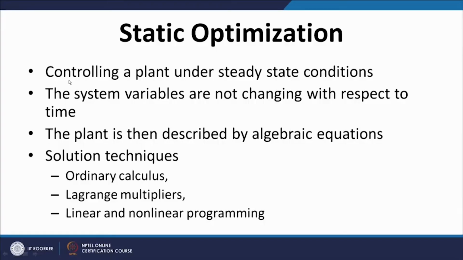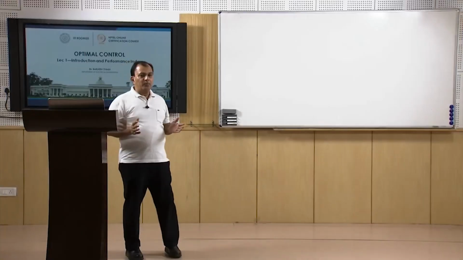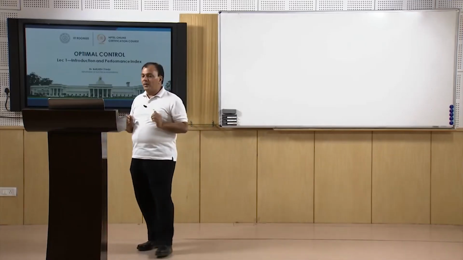From the control point of view, we can say we are controlling a plant under steady state condition, my system variables are not changing with respect to time, and the plant is simply described by algebraic equations. Such an optimization problem can be solved using ordinary calculus. If we have constrained optimization, then we can use the Lagrangian multiplier approach, and the complete formulation may be linear or non-linear. So, linear or non-linear programming approaches can be adopted to solve such an optimization problem.